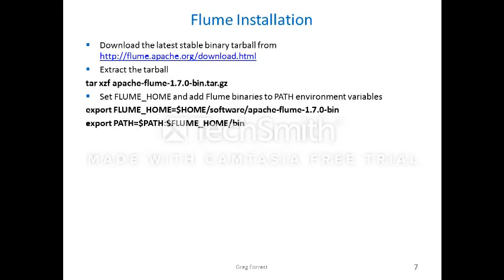The Flume installation is fairly simple. You download the latest stable binary tarball from flume.apache.org, extract this tarball, set your environment variable for Flume home, and add the binaries to the path environment variable.